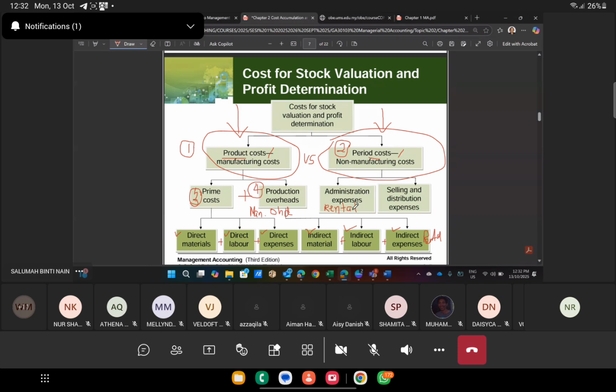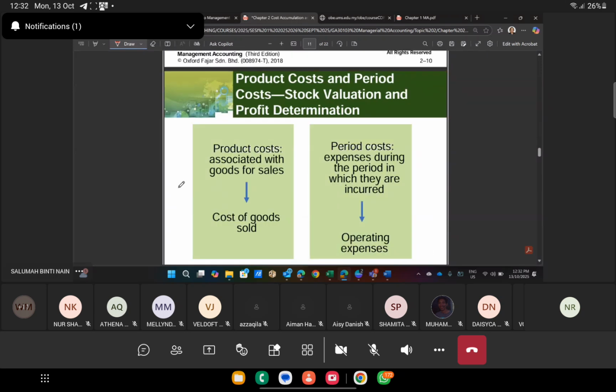So if we are paying rental of premises for office administration, then that rental will be under period cost. If we are paying another rental, but that rental is for the manufacturing, then that rental will fall under manufacturing overhead. Okay, so please be able to differentiate between product cost and period cost. So any question?